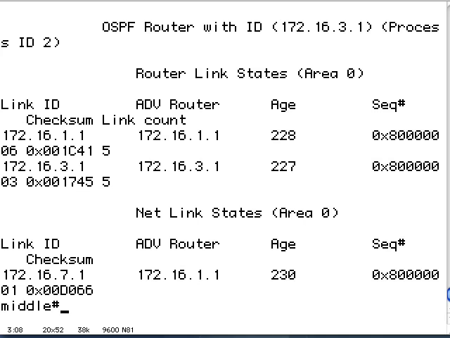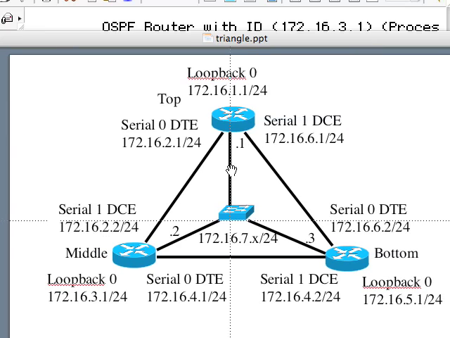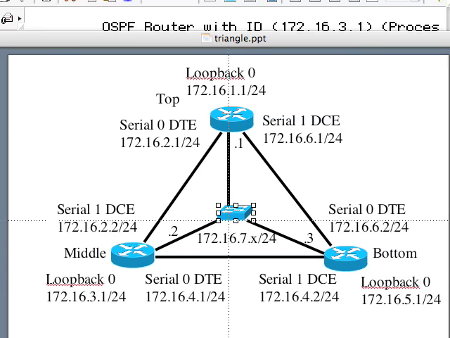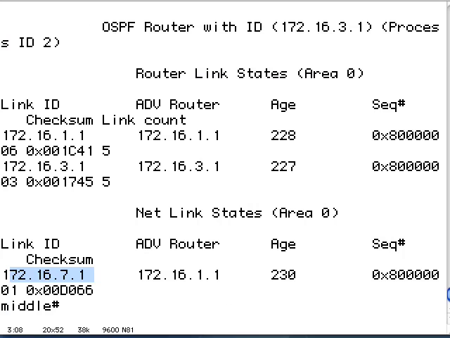This is interesting. I now have 2 router link state advertisements, which makes sense because I have 2 routers running OSPF. One is from the top router and one is from the middle router. But I've also got a network link state. The network link state is for 172.16.7.1, which is this subnet on the switch. It's the broadcast network, and it comes from the designated router, which is 172.16.1.1.